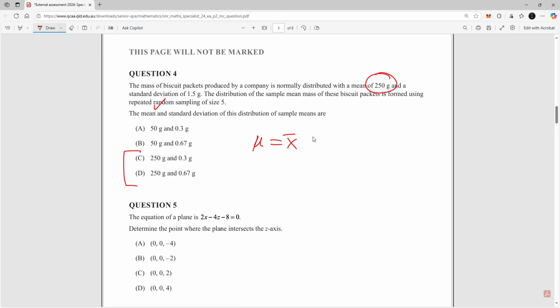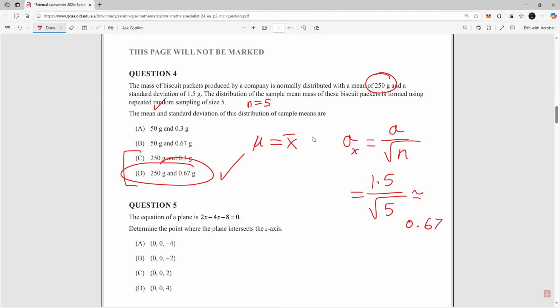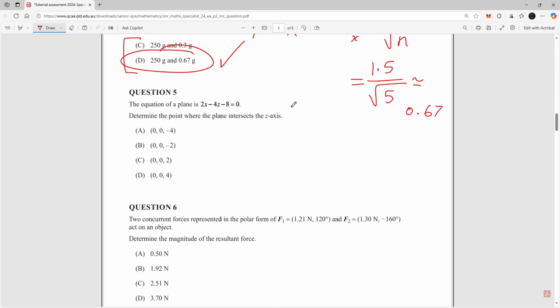Now, the standard deviation of a sample is the standard deviation of the population divided by the square root of the sample size. Okay, so in this case here, the standard deviation is 1.5 and the sample size n equals 5. So you have to divide that by the square root of 5. Now if you chuck that into your calculator, because remember this is a calculator exam, you're going to get about 0.67. So the correct answer here is going to be D.